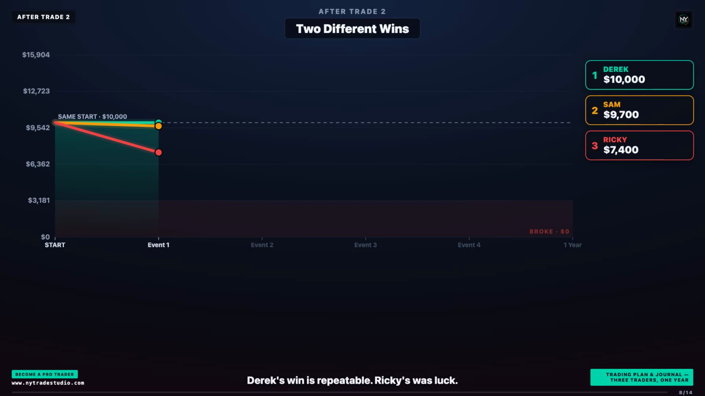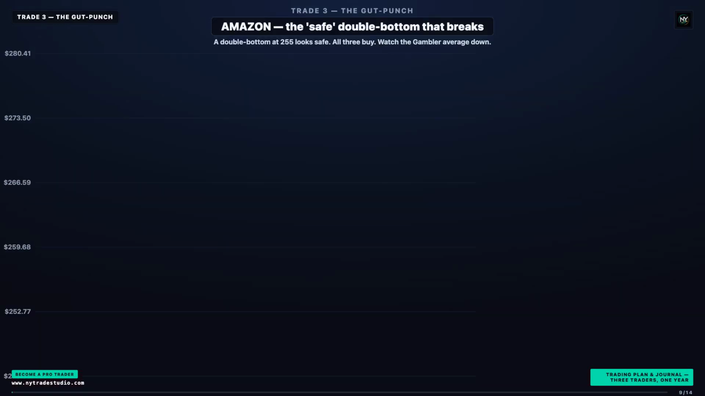After trade 2, everyone is green for once, but look closer. Derek's $650 came from a plan he can repeat 1,000 times. Ricky's $1,700 came from luck he cannot. One of these builds an account. The other builds a gambler who is about to bet the farm. Trade 3 is the one that defines a trader, the gut punch.